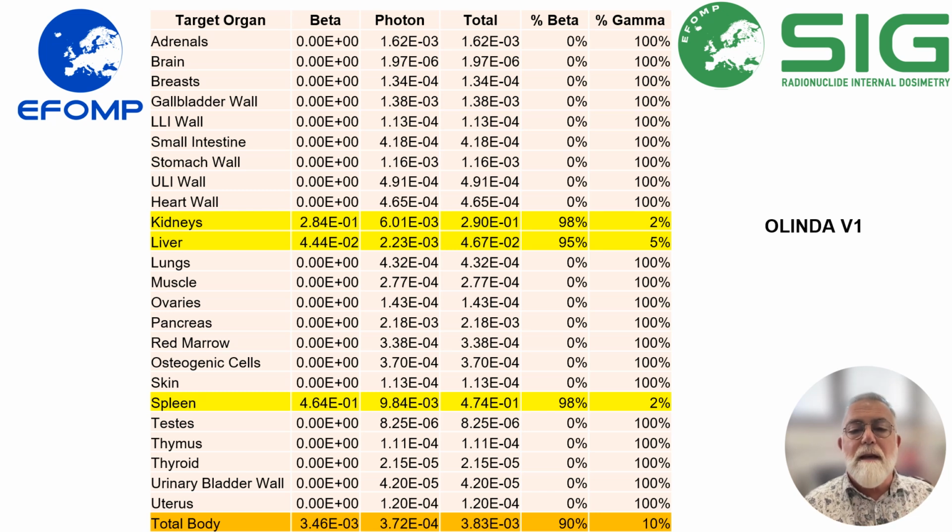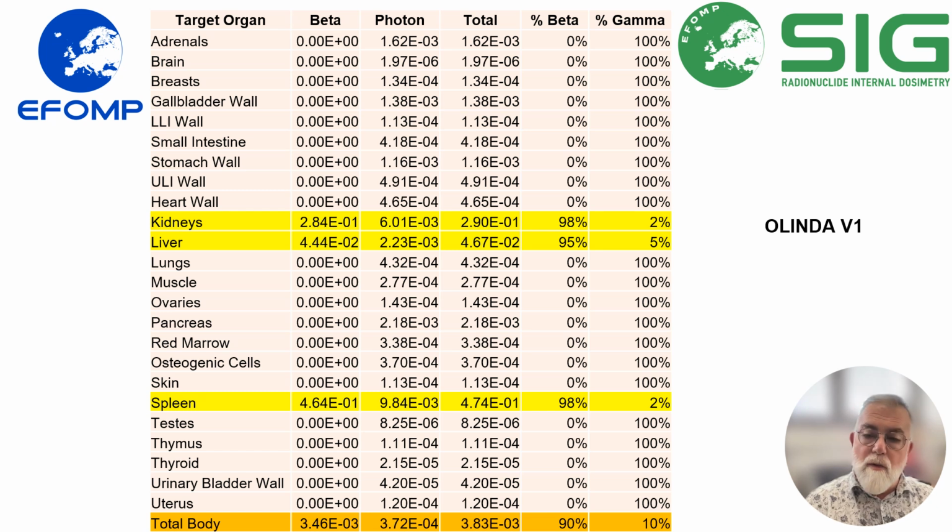And as you can see here, the contribution of the absorbed dose in the source is 98% and 2% of beta and gamma respectively for kidney, 95 and 5 for the liver, and 98 and 2 for the spleen. So very close to what we got previously in Olinda version 2. However, for all the target organs, you can see that the irradiation is 0 from beta, everything from gamma.